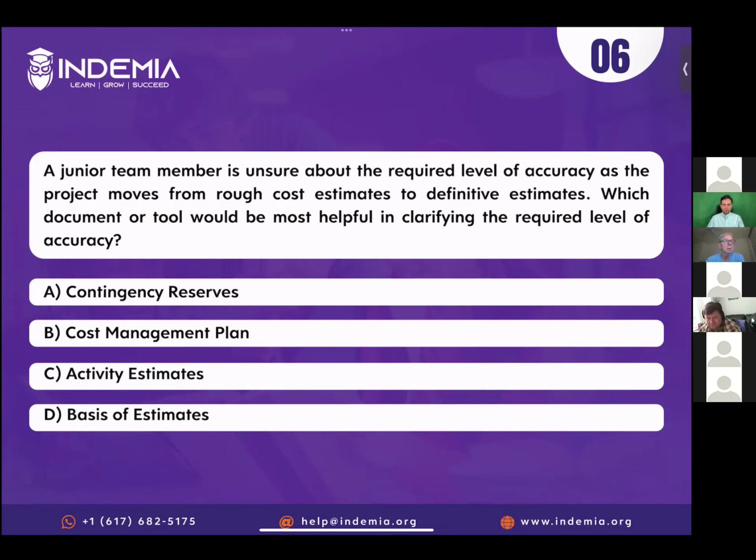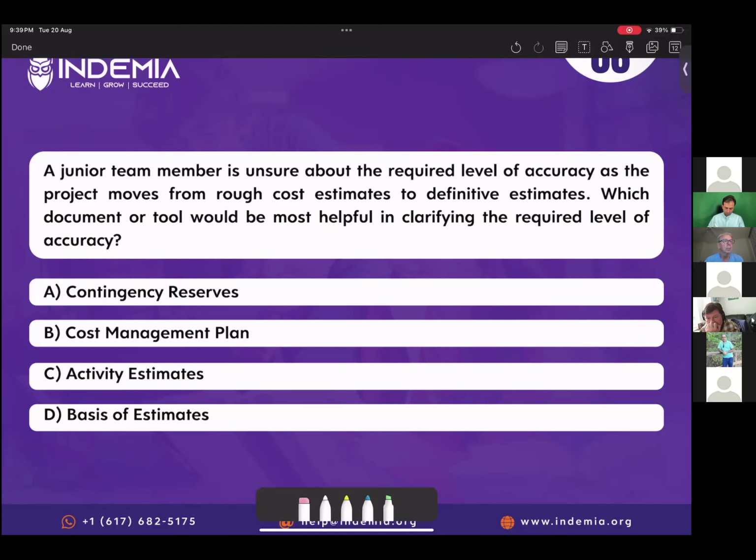All right, Vivek, you have chosen option D. Yes, so we are looking for the required level of accuracy for estimating a definitive estimate. So options A and B, the cost management plan and contingency reserve, are not related to estimates. Option C and D are kind of near, but if we have a concrete basis of estimate, then it's easy to come to the definitive estimate. So that's the more accurate and appropriate.